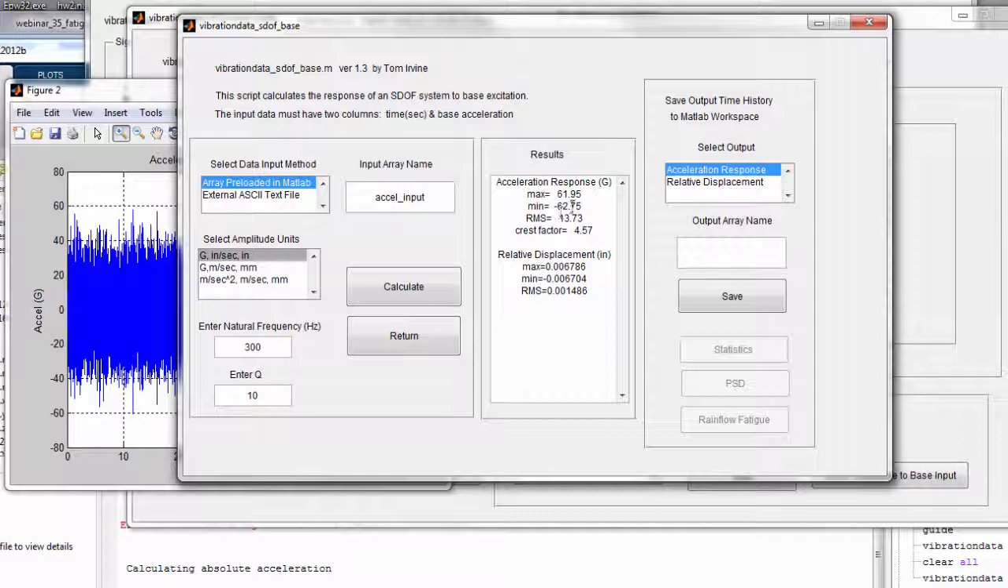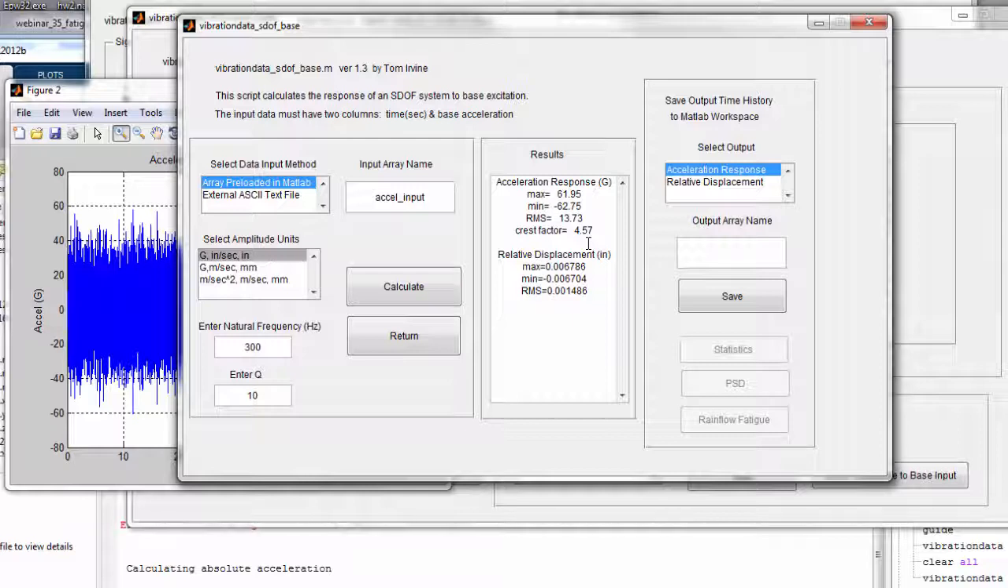But anyways, if we take the peak absolute value and divide by the RMS, it comes out to be a crest factor of 4.57. So in other words, the highest peak for our response is 4.57 times the 1 sigma value.